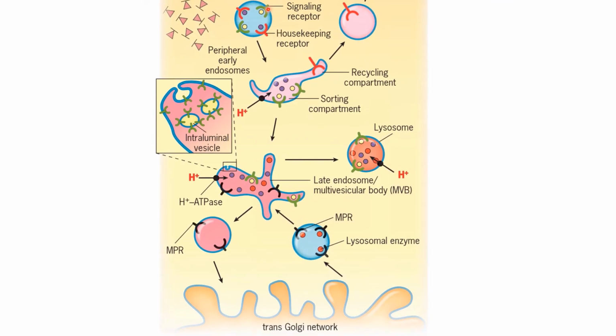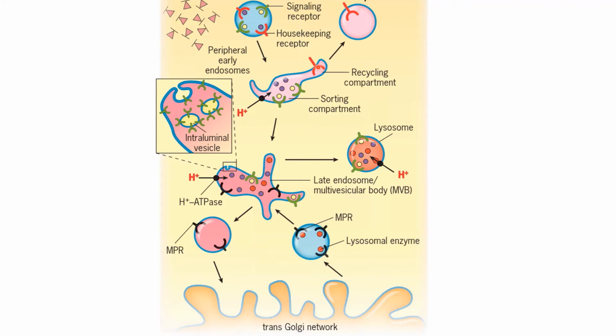Now, the signal receptors are going to be sorted in this sorting compartment, and they're going to be separated from the rest. Okay, because they've done their job. Their only job is to take note of certain signals from the outside of the cell. So they're going to be sorted, and they're going to be destined to be destroyed in the lysosome. So they will be destroyed. While the housekeeping receptor, the one that will detect LDL, is going to be recycled back and brought back onto the surface of the cell.